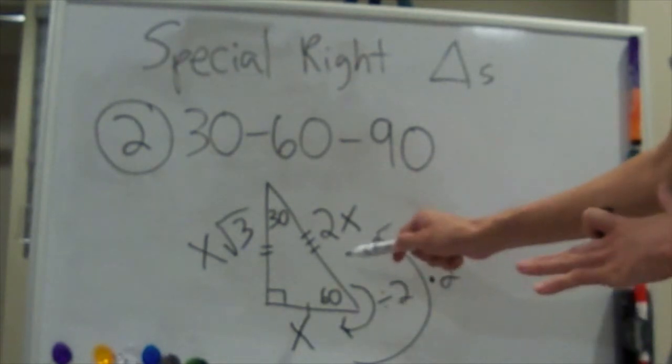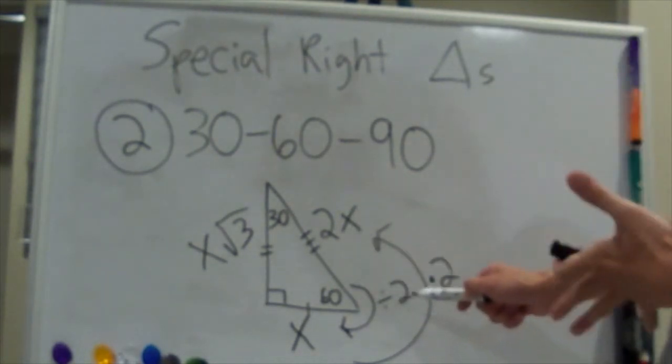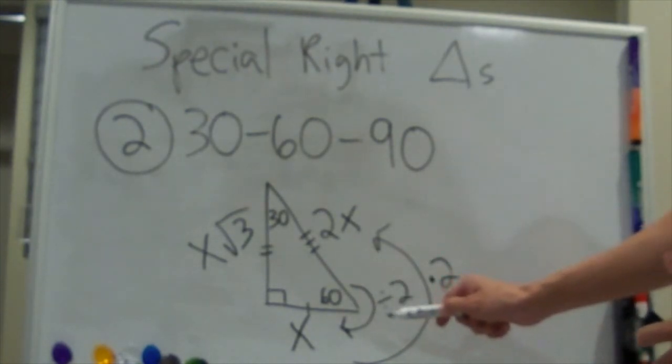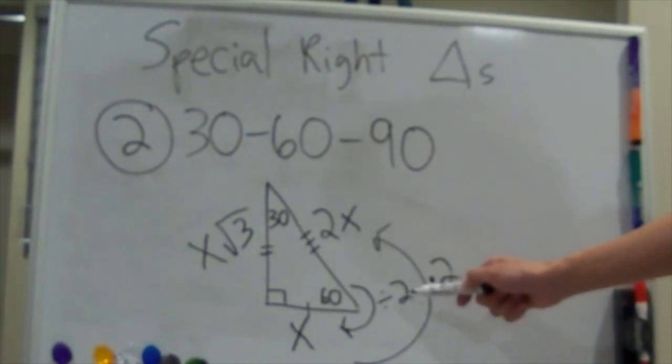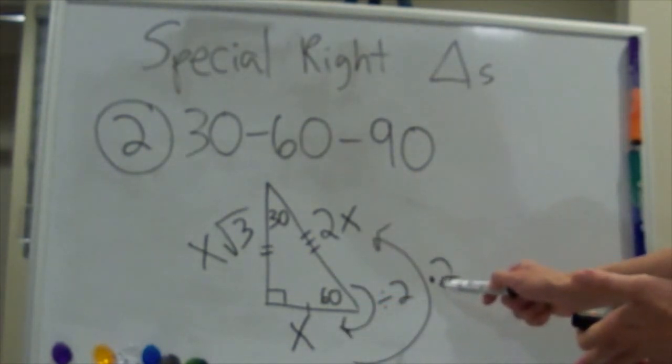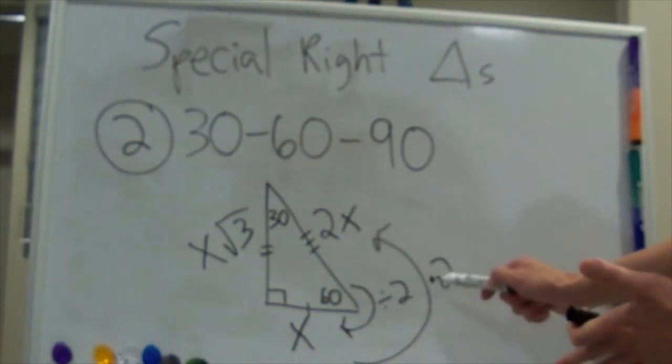Okay, so when you go around the 60-degree angle, you're either going to divide by 2 or multiply by 2, but you got to keep them straight. So when you go from the hypotenuse to short leg, you're going to divide by 2. When you go from the short leg to the hypotenuse, you're going to multiply by 2, right? You can't get this mixed up, okay?